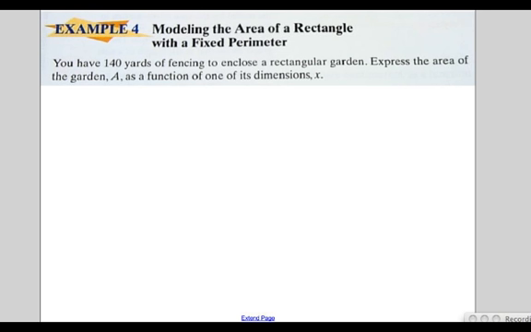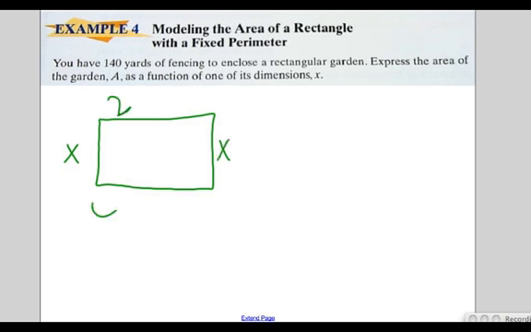Let's look at another example here. I have 140 yards of fence to enclose a rectangular garden. I want the area of the garden. So let's go ahead and draw our garden. Now if this side's x and this side's x, that means these two sides combined together have to be 140 minus 2x.